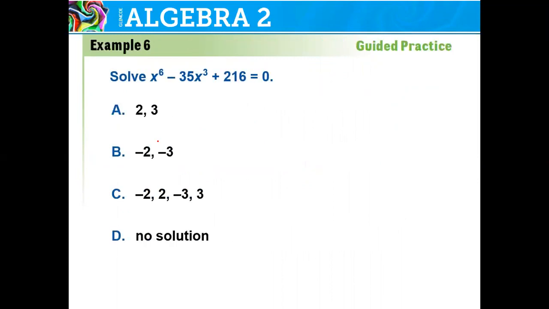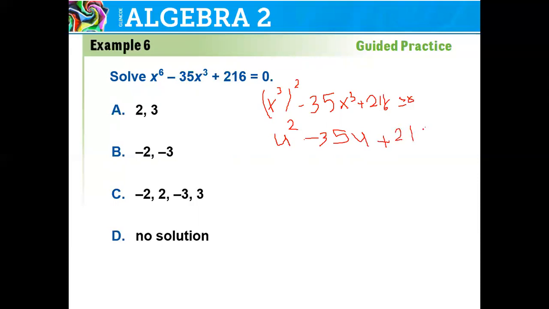Let's check this one. X power 6 minus 35x cubed plus 216 equals 0. Again, this one can be written as x cubed all to the power of 2 minus 35x cubed plus 216 equals 0. Now this one can be written by replacing each x cubed by u: u squared minus 35u plus 216 equals 0. Again, remember that u is x cubed. Now continue factoring by guess and check. So the answer will be 2 and 3.